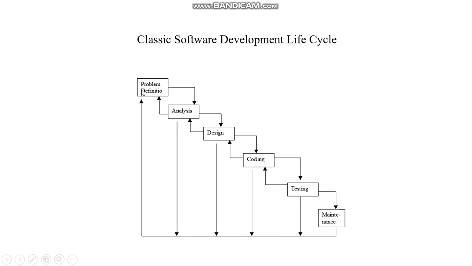The first phase is problem definition. Next, we go for analysis. Then after analysis, we go into the design phase. After the design phase, we enter into coding. After coding, we go for testing. Then after testing, maintenance. Once a software comes into the maintenance phase, once again we have to start from the beginning, problem definition. We are going to see all these phases one by one in detail.